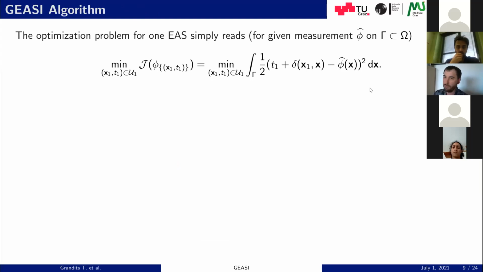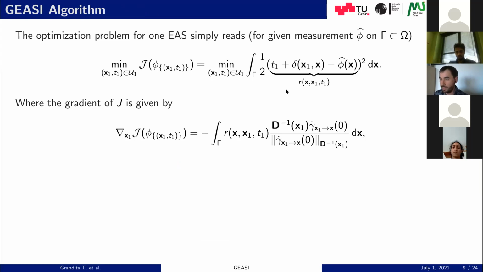So with all of this in mind, we can pose a first order optimization or minimization problem. We want to find the optimal earliest activation sites given some measurements phi hat, so activation times phi hat on some subdomain gamma. And we simply minimize with respect to the quadratic mismatch using the Hamilton-Jacobi formulation again. So we can use the gradient that we showed earlier. And basically you get now this nice energy functional, which you can re-implement, but I will also give an intuitive explanation of this later on.